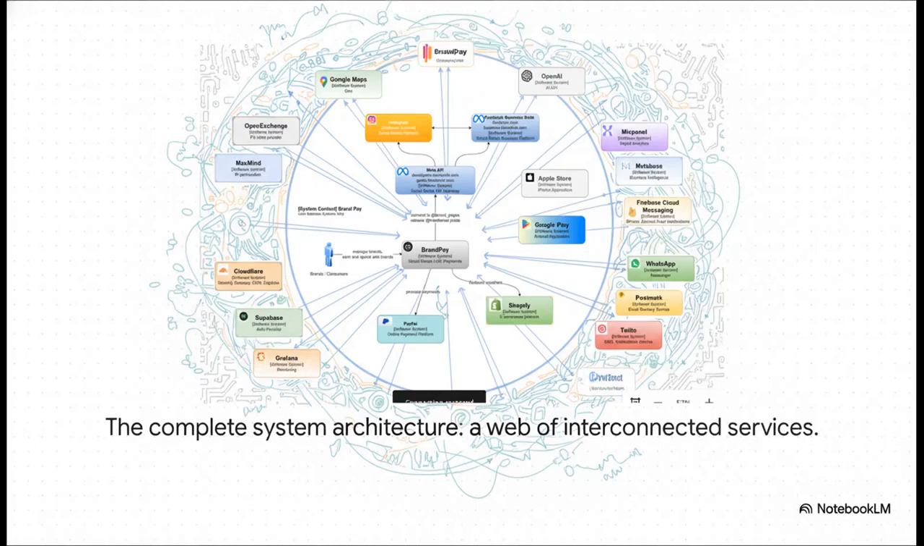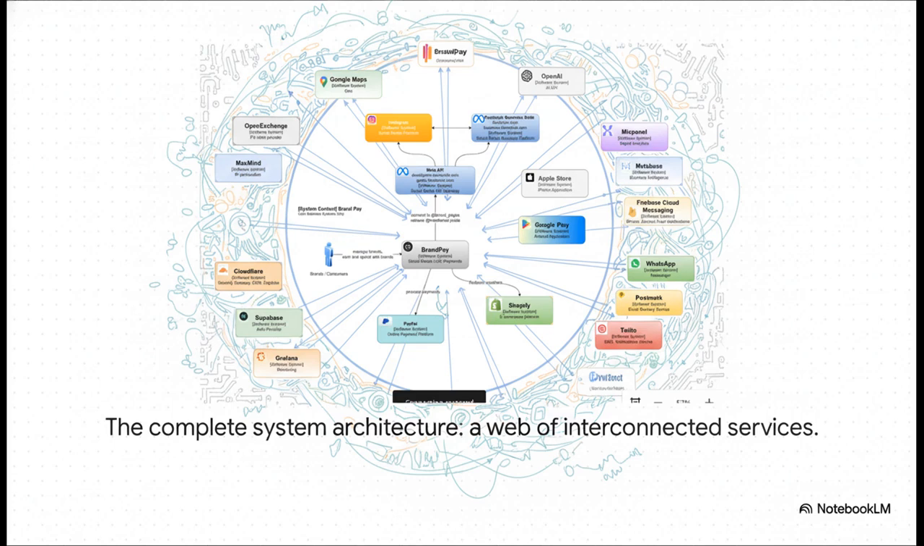And it all comes together to create this, a complex, interconnected web of services. You can see Instagram, Shopify, OpenAI, Google Maps. They're all orchestrated by the core BrandPay system. This is the technical reality behind that simple 3-step flywheel we started with.